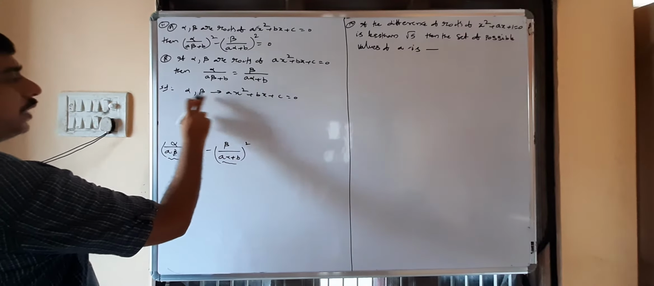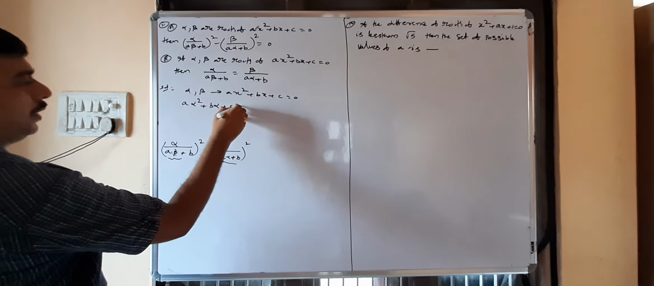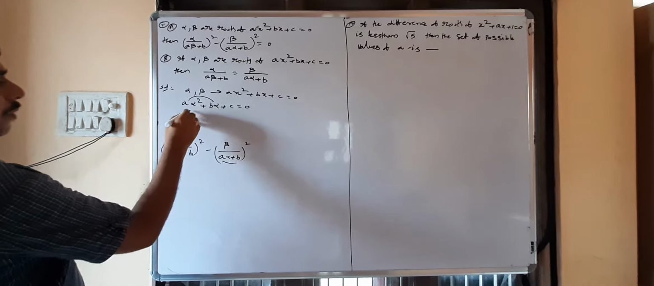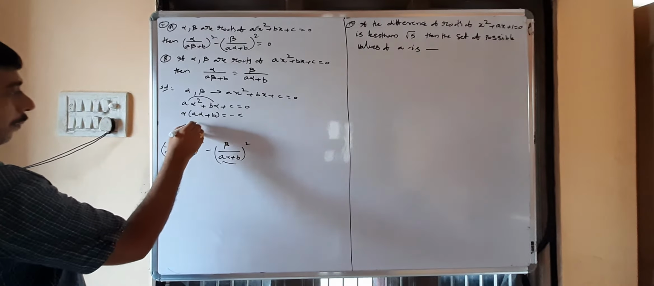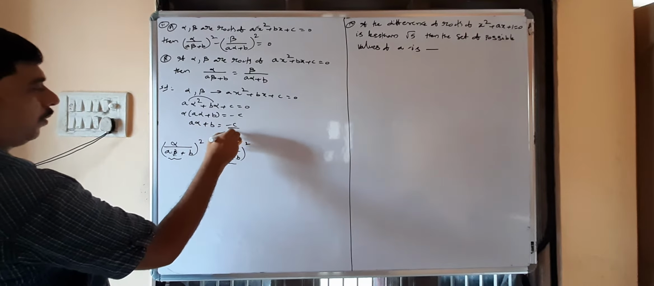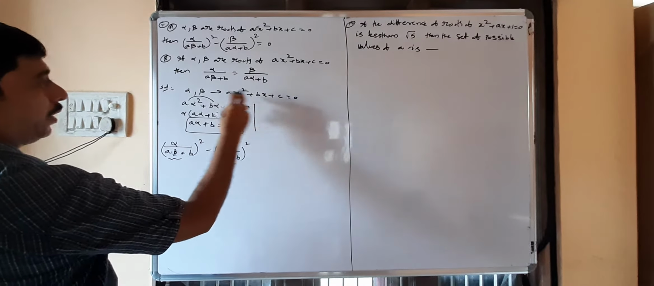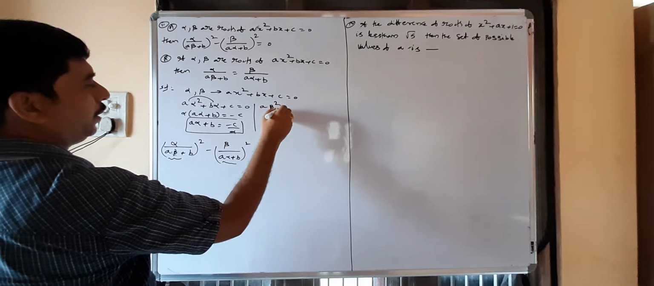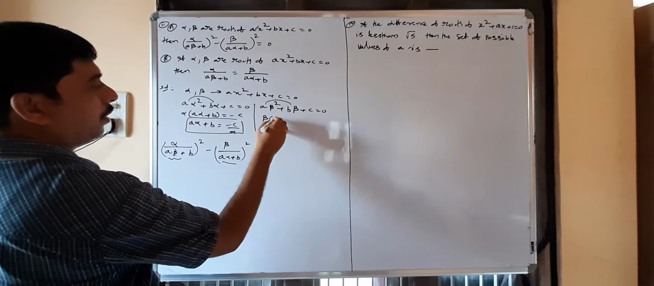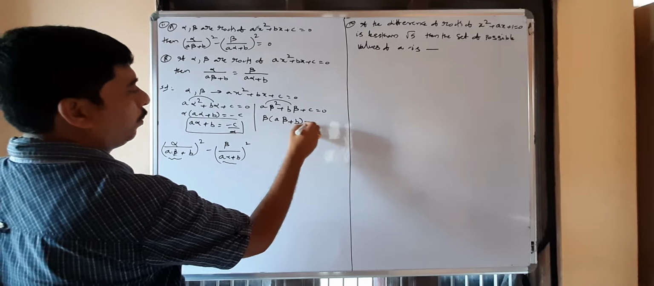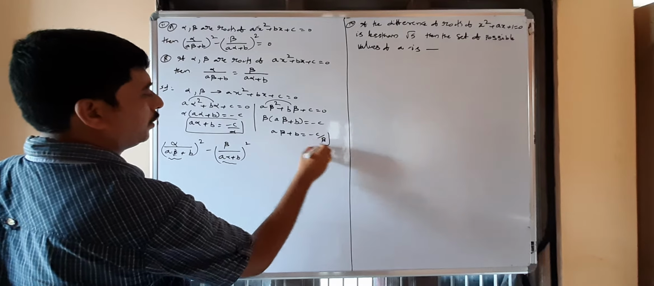Since alpha is a root, alpha satisfies the equation, so a alpha square plus b alpha plus c equal to 0. Taking alpha common, we get a alpha plus b equal to minus c by alpha. Now coming to beta, it is also a root. Substitute beta: a beta square plus b beta plus c equal to 0. Taking beta common, a beta plus b equal to minus c by beta.